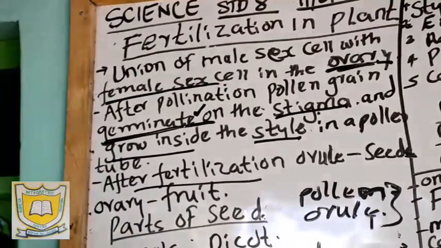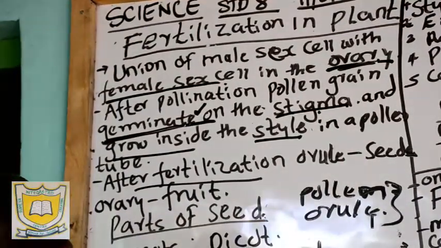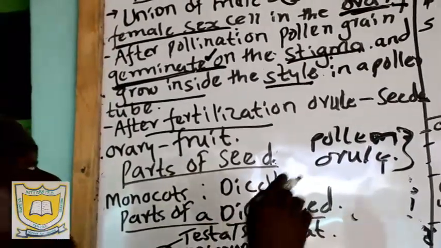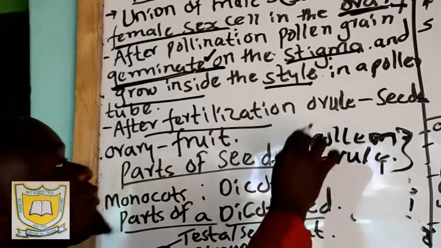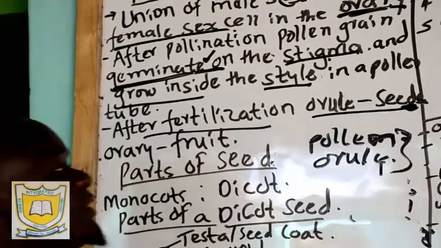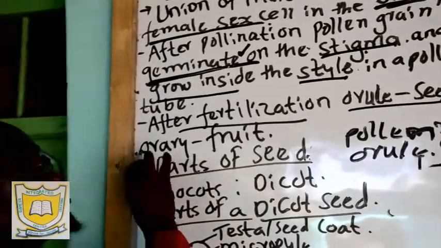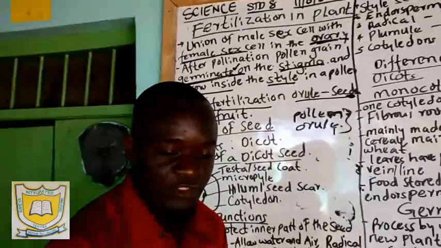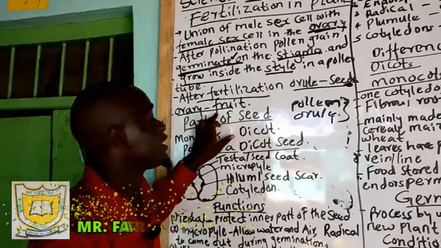Now after that, you have to understand what forms the seeds and what grows to form fruits after fertilization. The ovules that are inside the ovary grow to form the seeds. But the ovary itself grows to form what we call the fruit. The part of the fruit that we eat is the ovary.